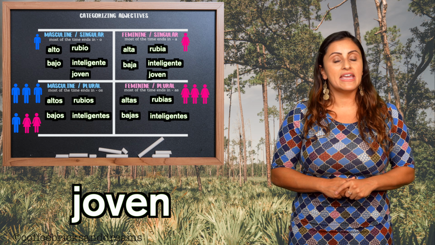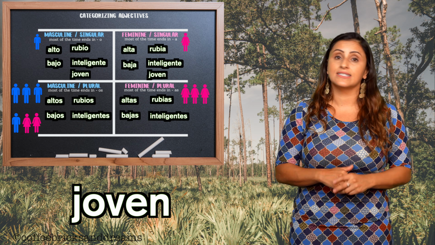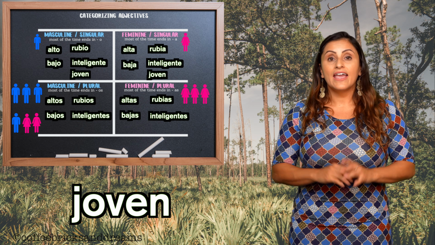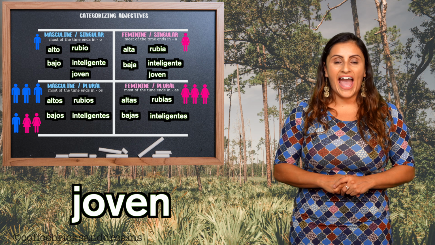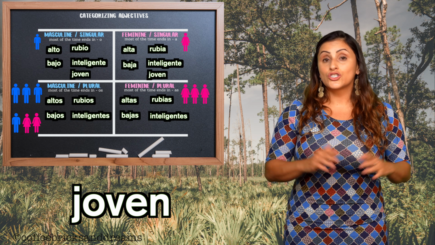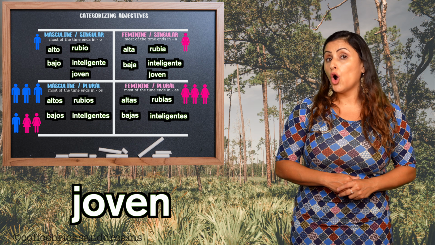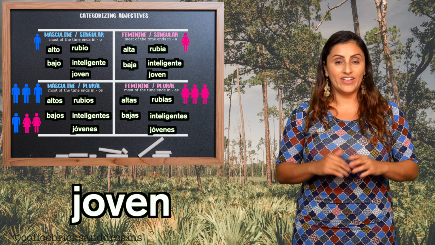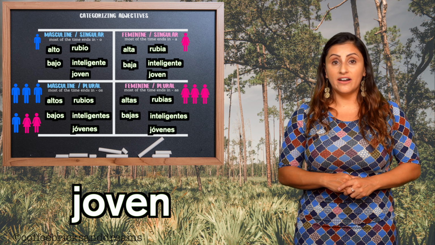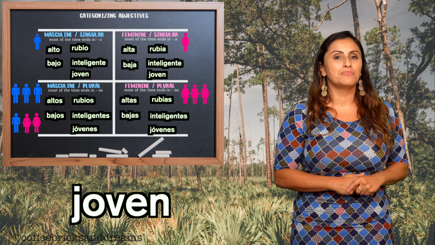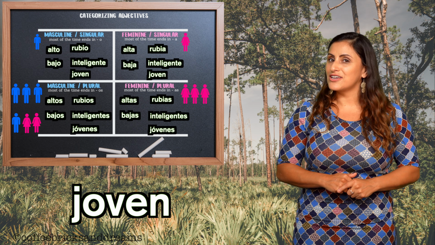But how do we make it plural? We cannot just simply add an S. If the adjective ends in a consonant, we have to add ES. So now the plural form of joven would be jóvenes. Jóvenes for a group of guys or a mixed group, and jóvenes for a group of girls.